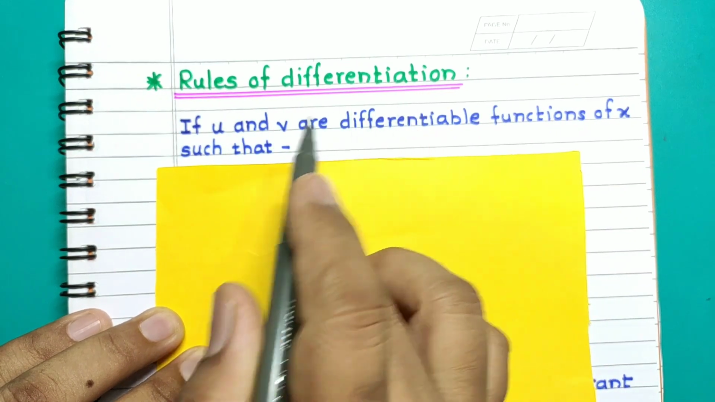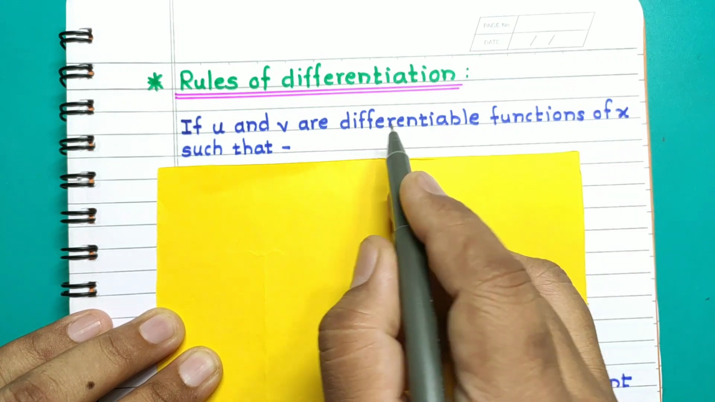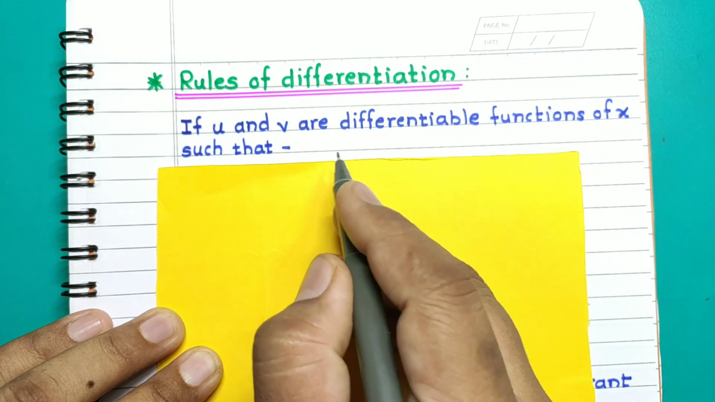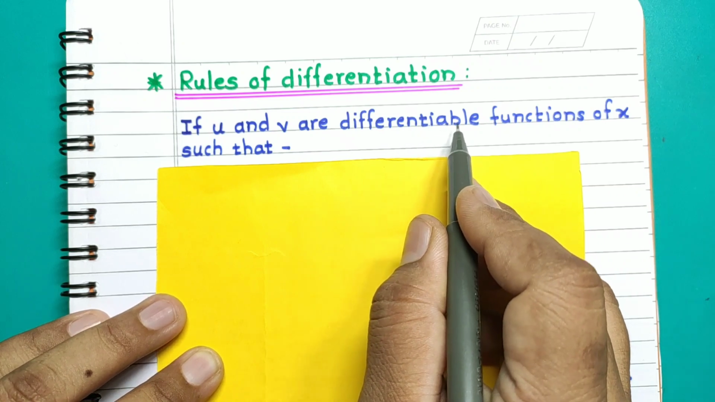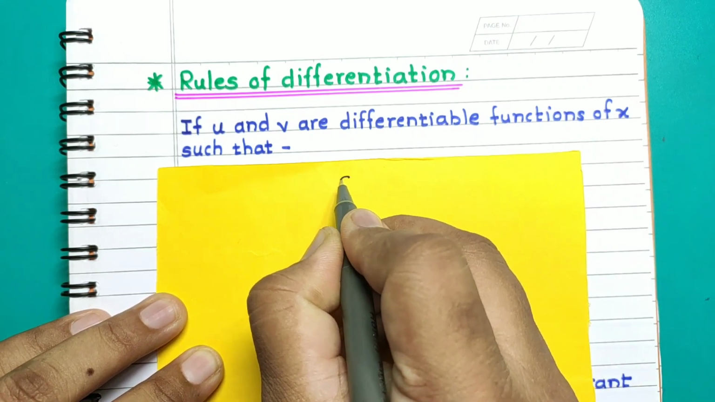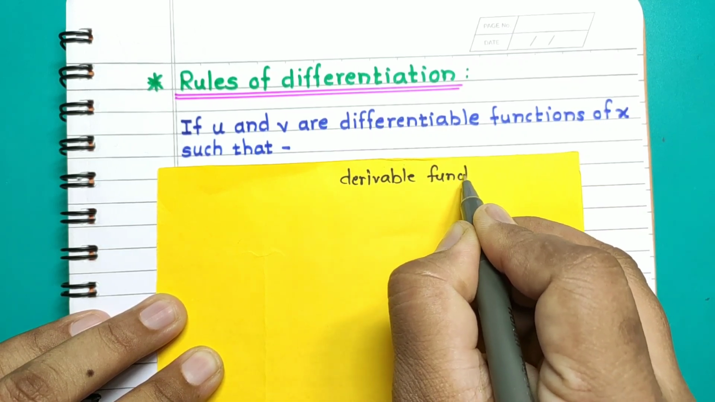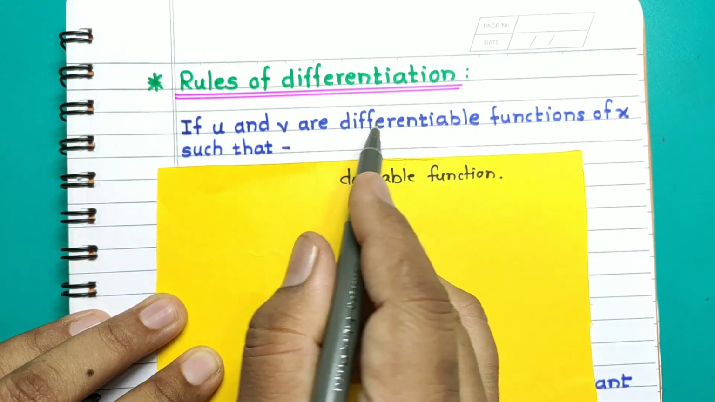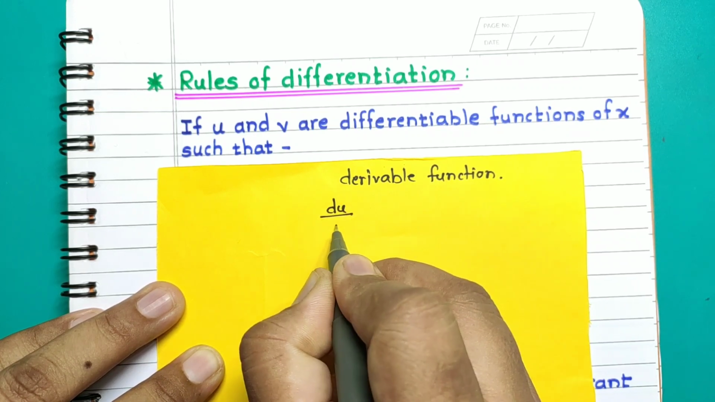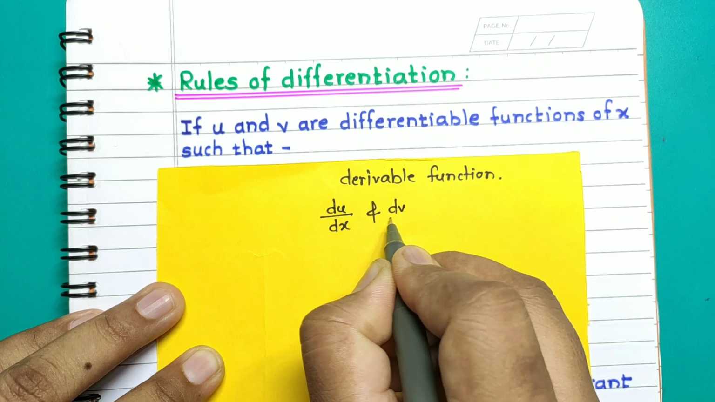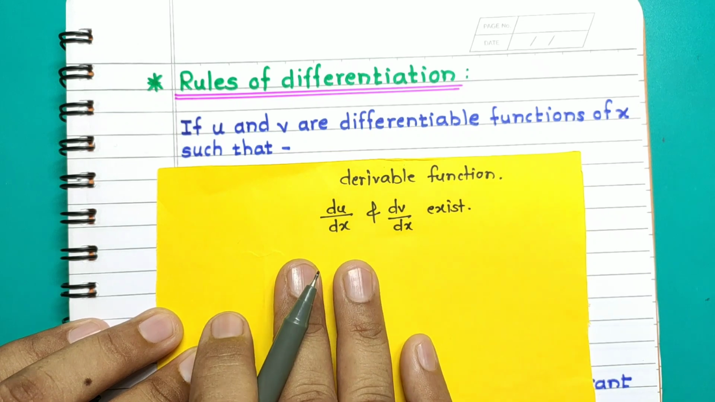Now, rules of differentiation. If u and v are differentiable functions of x. Okay, now what are differentiable functions? See, the function for which derivative exists is called differentiable function of x, or you may call it as derivable function of x. Okay, so here u and v are differentiable functions. That means their derivatives with respect to x, that is du by dx and dv by dx exist. Okay, so let's go to first rule.